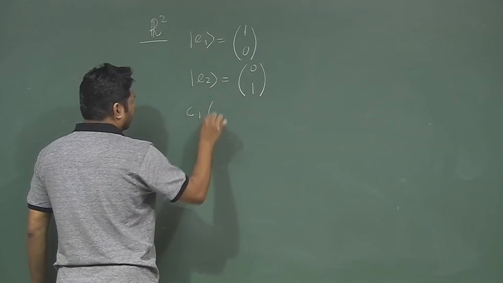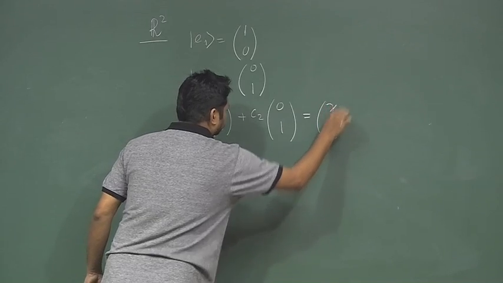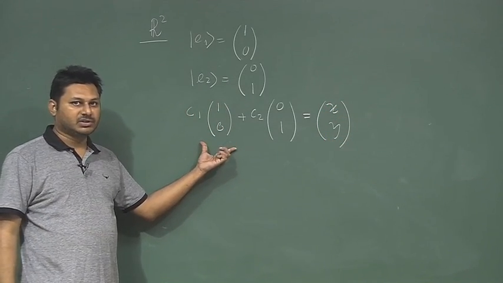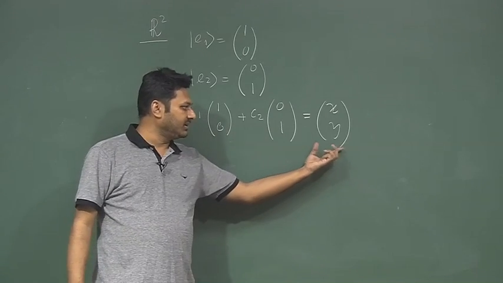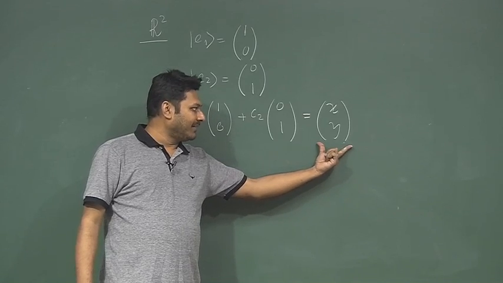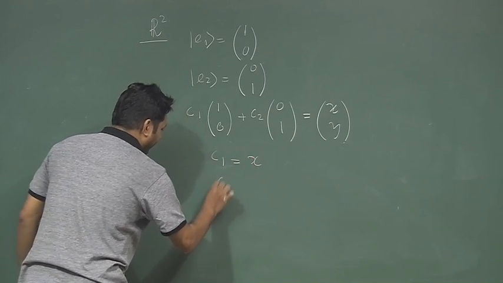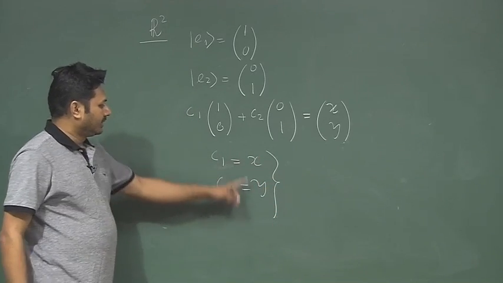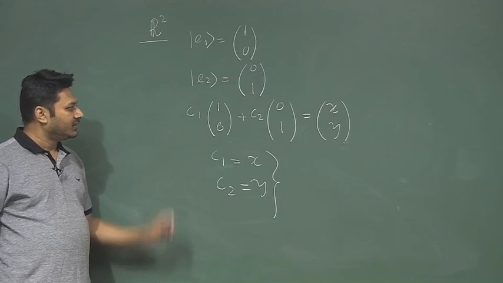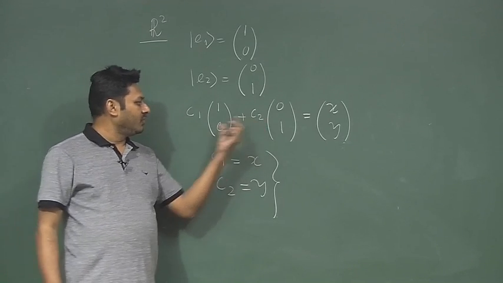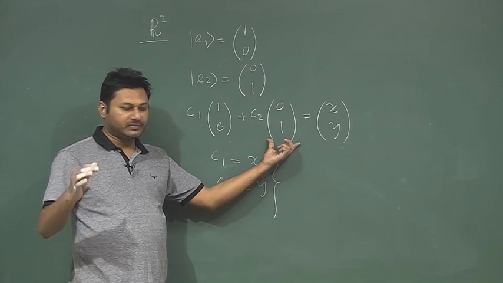So C1 times 1 0 plus C2 times 0 1 is my x and y. This is my equation. This is a linear combination, C1 multiplied by a vector plus C2 multiplied by a vector, and because of the linear combination I will get a new vector. If I have a new vector, then the values of C1 and C2 in terms of the new vector's coefficients are simply x and y. So there is no need to solve anything. Readily I can find my C1 and C2 if I use these two vectors as the vectors of my spanning set.